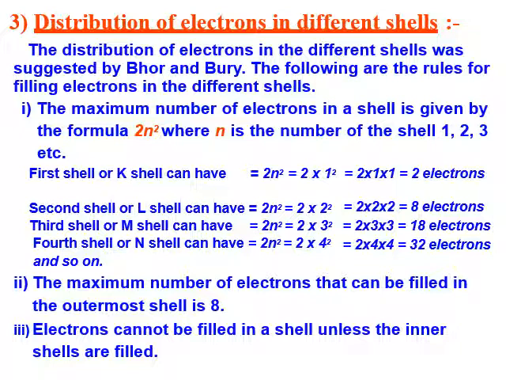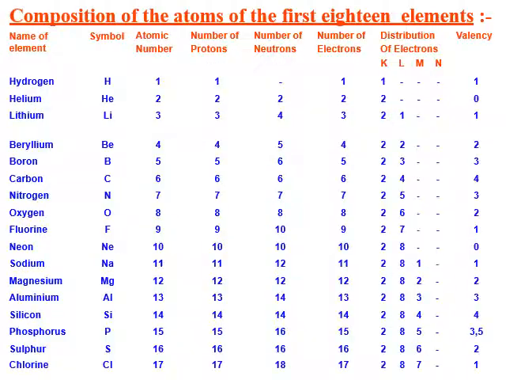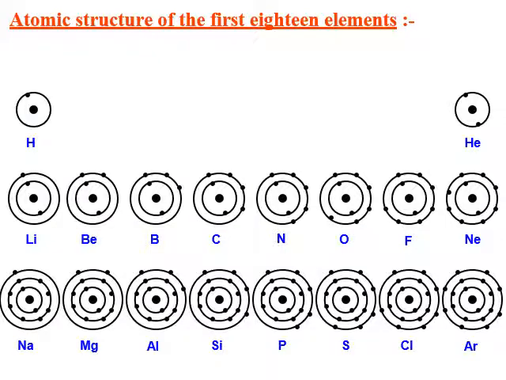The maximum number of electrons that can be filled in the outermost shell is 8. It is also called the octet rule, and electrons cannot be filled in a shell unless the inner shells are filled. So first K will be filled, then L, then M, likewise. So these are the compositions of atoms of the first 18 elements. Better you write it in the notebook, then it will be clear to you. You can see the distribution of electrons in its particular energy shells, K, L, M, N, in a systematic form for elements 1 to 18.